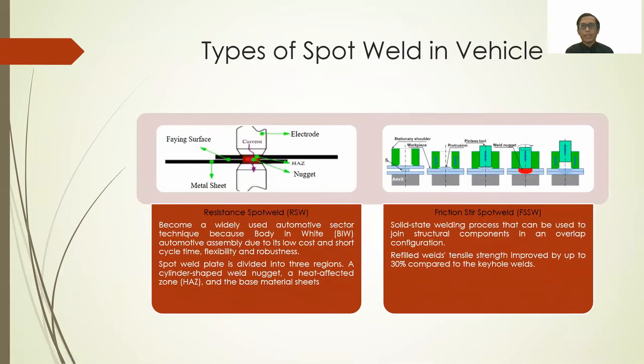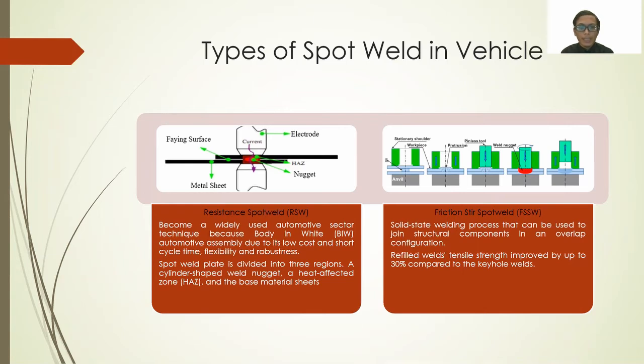Types of spot weld in vehicle. There are two types of spot weld in vehicle. The first one is resistance spot weld, RSW. RSW has become a widely used technique in the automotive sector for body-in-white automotive assembly due to its low cost, short cycle time, flexibility, and robustness.